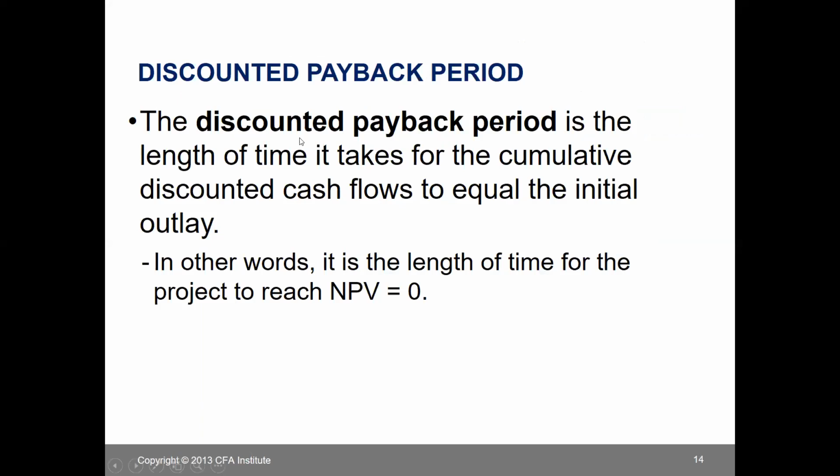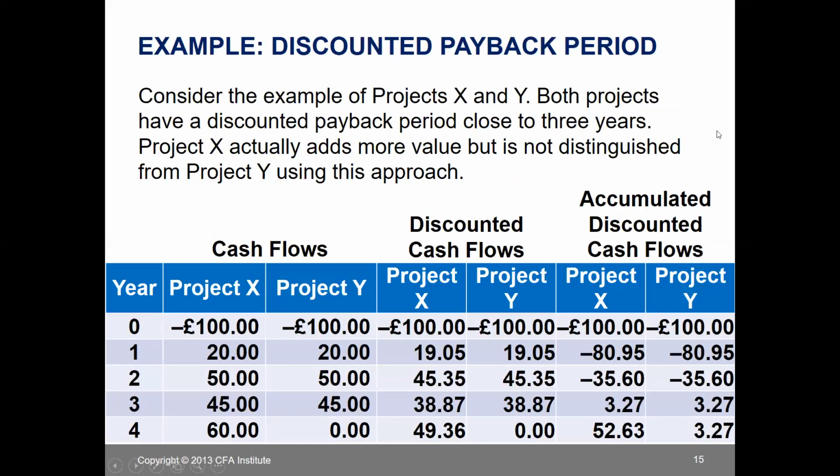So that's why they decided to modify the payback period by adding the discounted payback period, taking into consideration the time value. It just shows the length of time it takes for cumulative discounted cash flows to equal the initial outlay. In other words, it is the length of time for the project to reach an NPV equal to 0. So in here, we're given projects X and Y, the same. And for discounted cash flows, we discount each cash flow. The calculation and the logic are the same: how long it takes to cover the investment cost, but with discounted cash flow. So these cash flows are discounted to the present value with a certain discount rate.